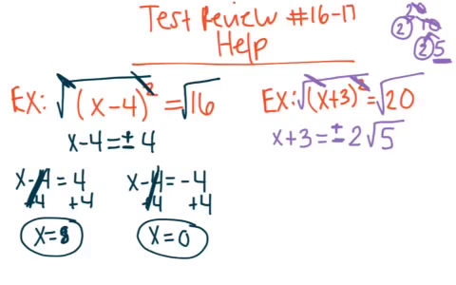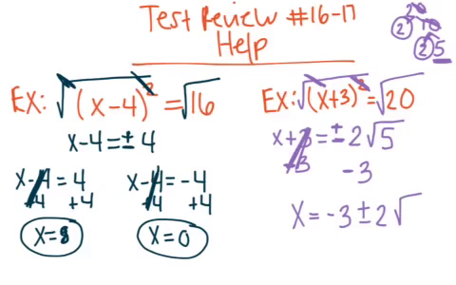So to get your final answer for this, you can break it into two equations if you would like to, or we can just go ahead and do the opposite of plus 3 to get x by itself, which would be minus 3. What you do to one side, you do to the other. Now these cancel out. So x is equal to, I'm going to write the minus 3 out front, and then plus or minus 2 square roots of 5. This is the most common way you'll see it.